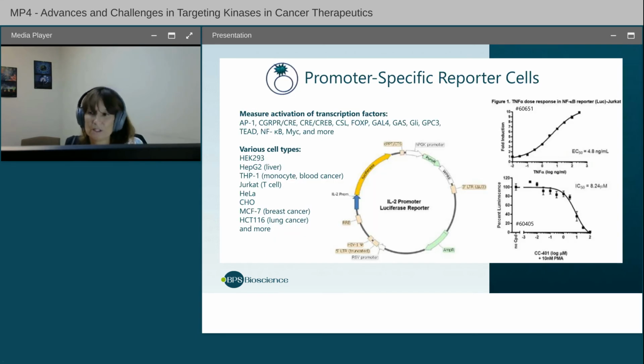So we have a few promoter-specific reporter cells that are off the shelf, ready to go to measure the activation of transcription factors such as AP1, CREB, and so forth. And they exist in various cell types. We can also make the reporter cells that you're interested in if you don't find it in our catalog. So on the right, you see, for example, the measure of NF-kappa B activation by agonist TNF-alpha on top. And then the bottom graph is a measure of the inhibition of NF-kappa B by a specific inhibitor.